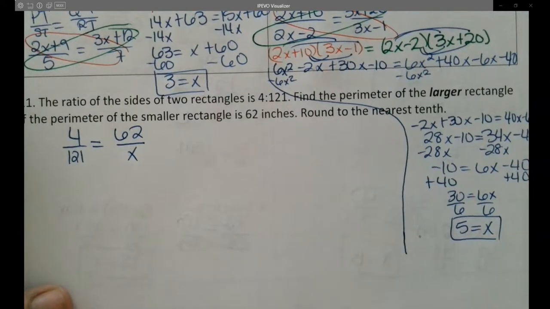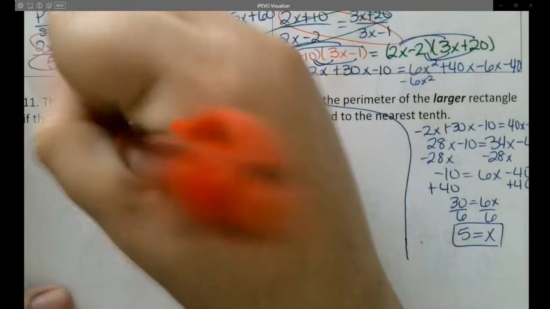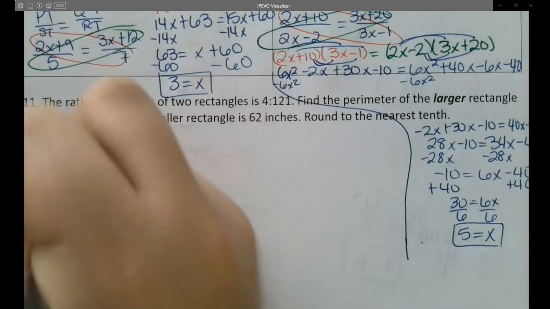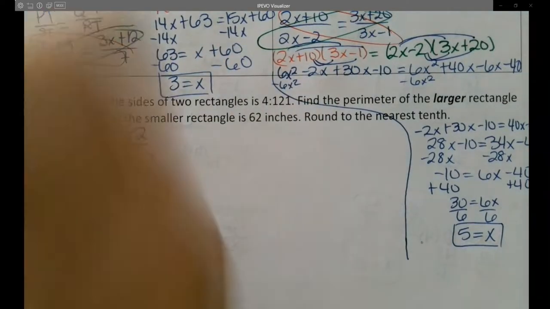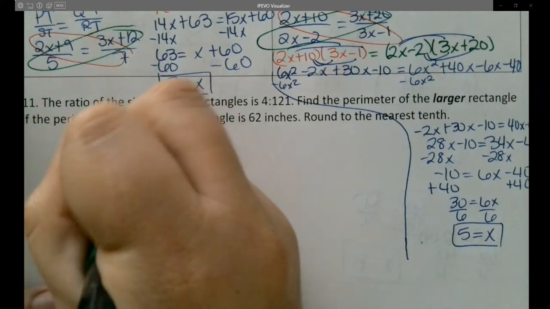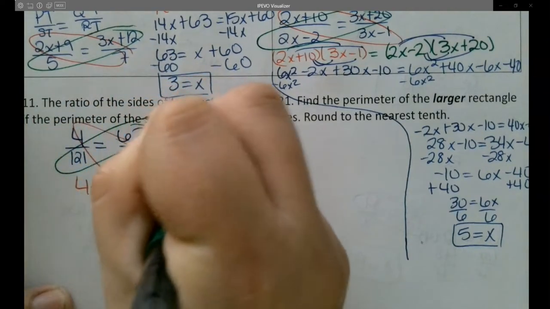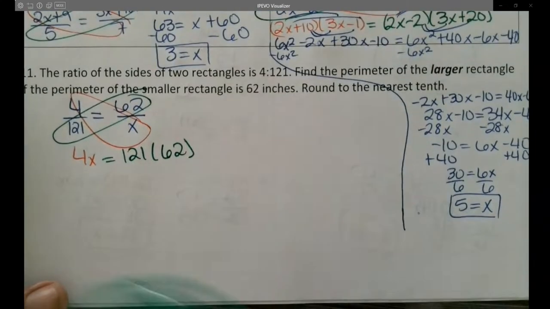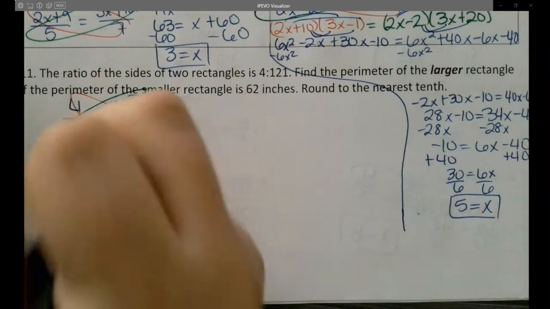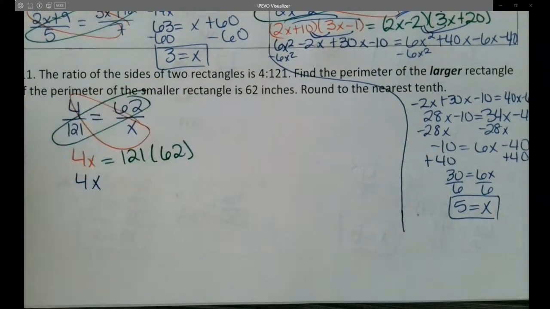Then I want to go ahead and cross multiply. So I have 4 times x will give me 4x. And then I have 121 times 62. Then I want to go ahead and actually multiply 121 and 62.